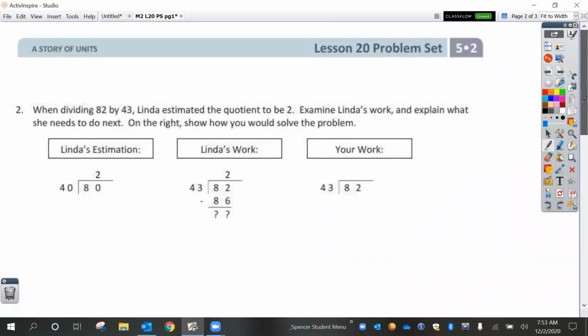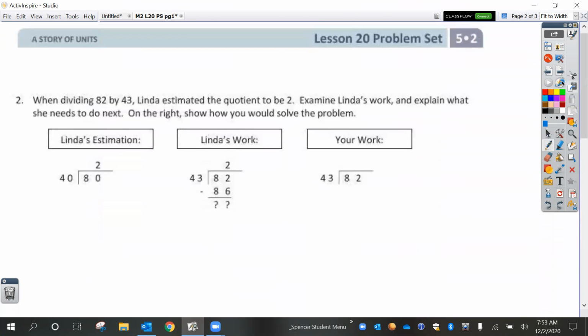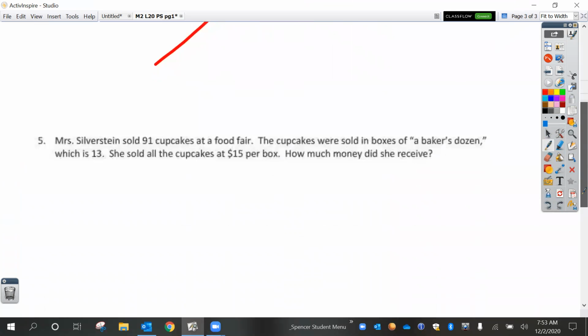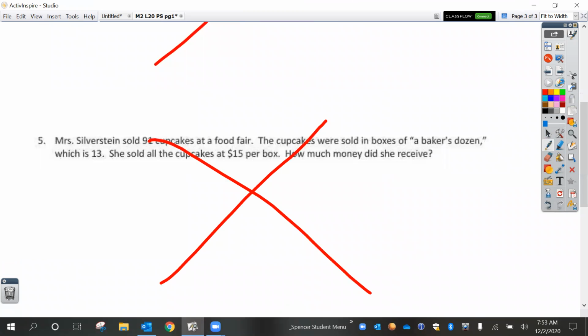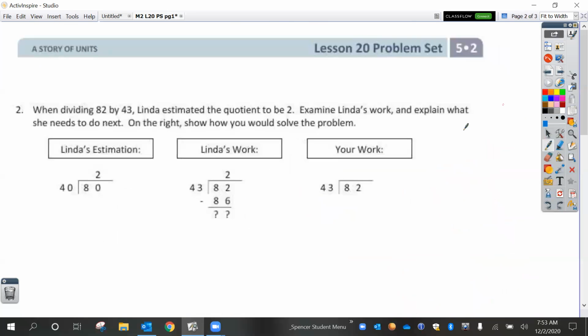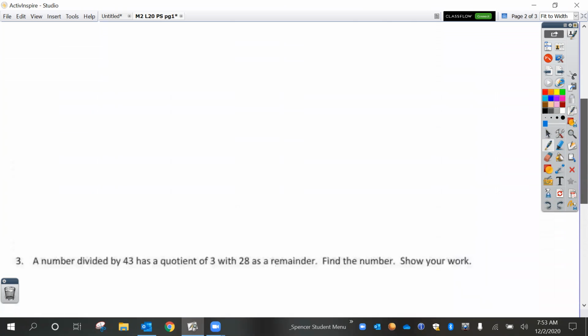All right, what's over here? 2 and 3. Let's just do 2 and 3. We're not going to do this last page. You do not need to do the last third page of your problem set. So no 4 and 5. That's a lot of work today. So let's just make sure we're practicing these division skills and try our best on the first 2 pages of the problem set.